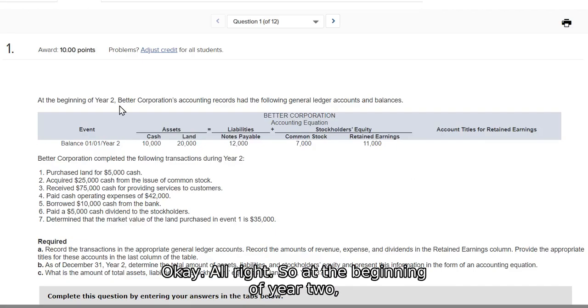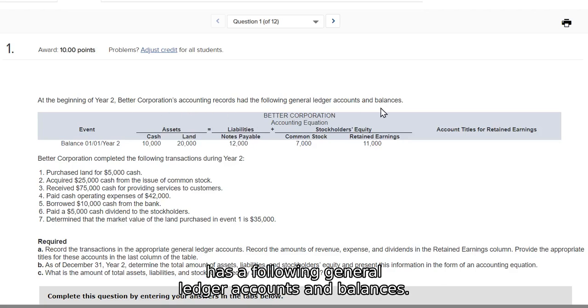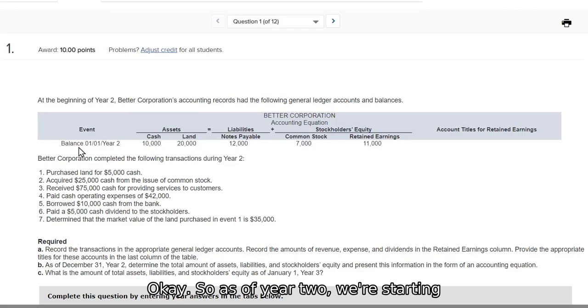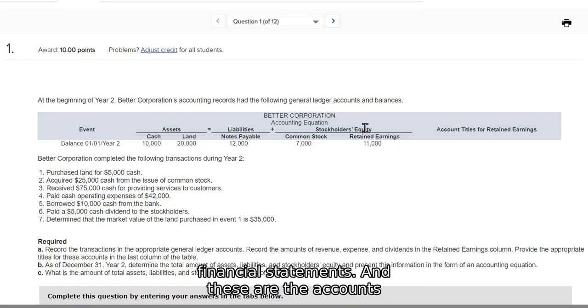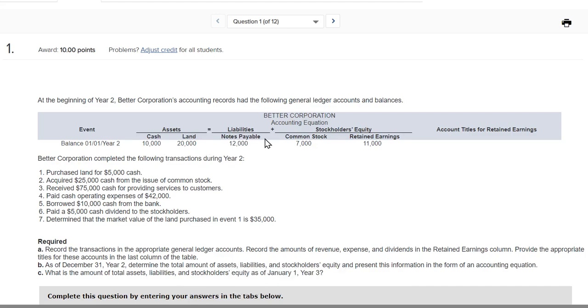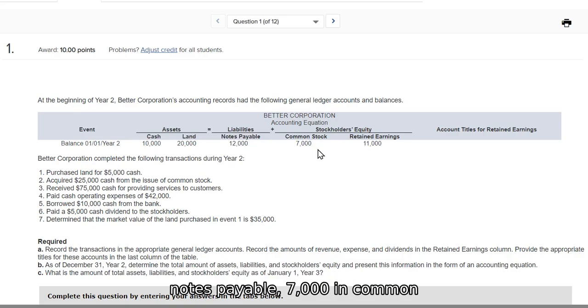All right, so at the beginning of year 2, Better Corporation's accounting records have the following general ledger accounts and balances. As of year 2, we're starting with these balances and these accounts. Remember, these are our elements from our financial statements, and these are some of the accounts associated with some of those elements. We had a balance of $10,000 cash, 20,000 in land, 12,000 notes payable, 7,000 in common stock, and 11,000 in retained earnings.